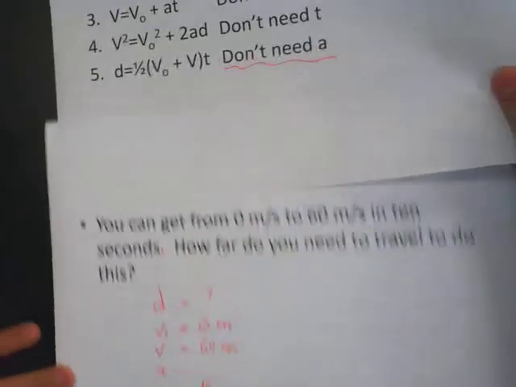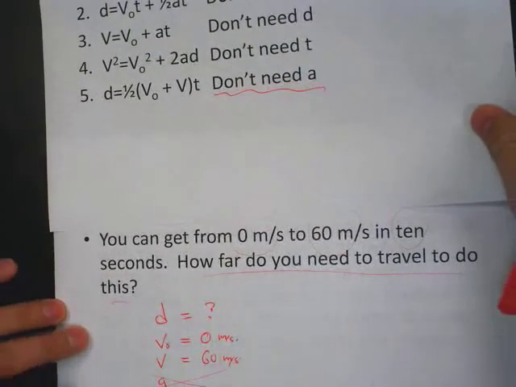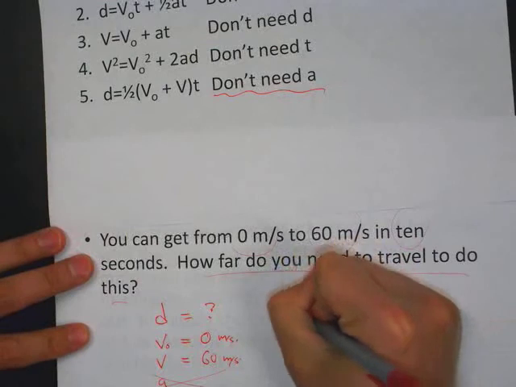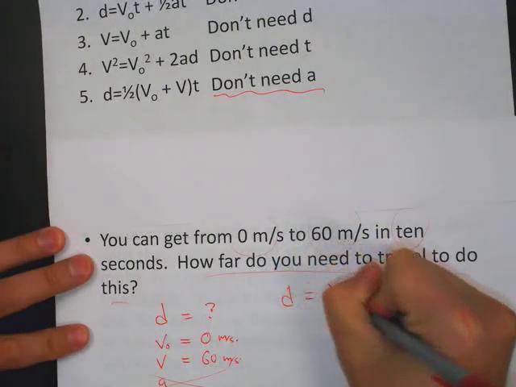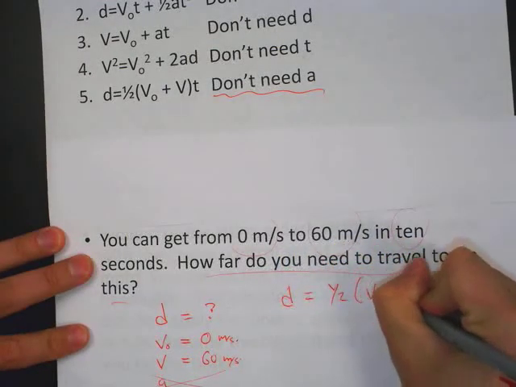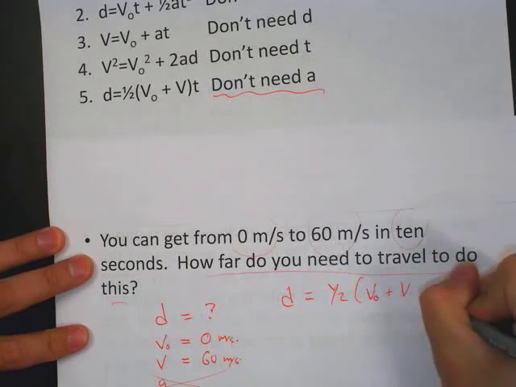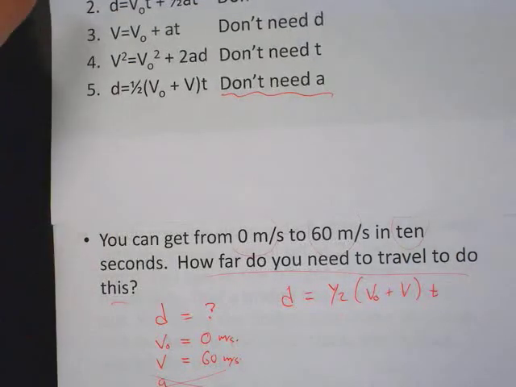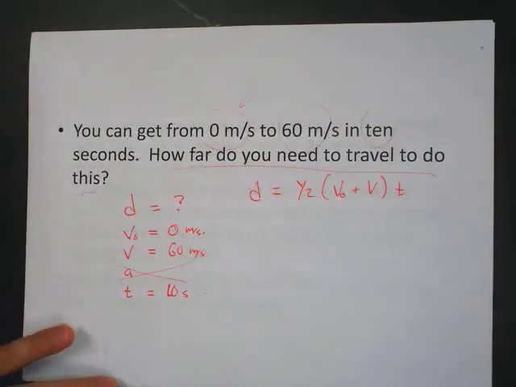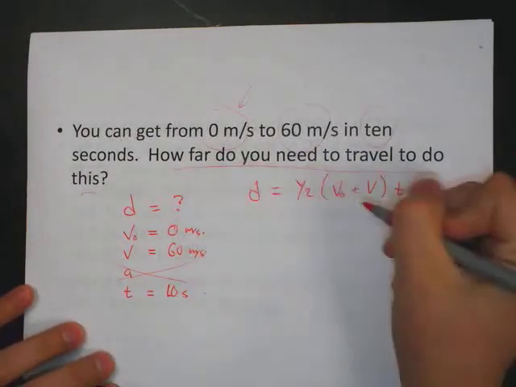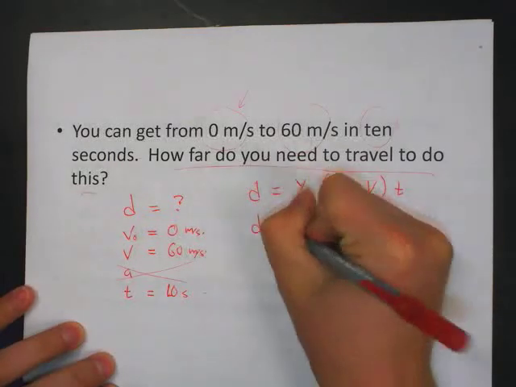So that equation is d equals 1/2 (v naught plus v) times t. Now that I have that equation written down, I'm going to plug in my numbers. I know my d is still my question mark, so I'm going to leave it as a d.